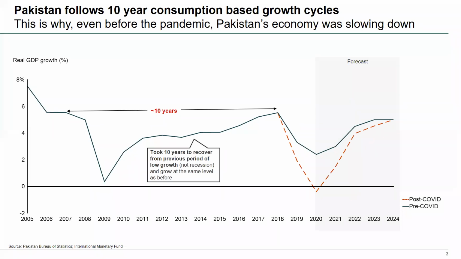If you notice the gray line, what was happening was your 10-year cycle of growth was going to come to an end, and post 2018-19, the growth was going to start slowing down as part of your IMF program as well. COVID just made things worse. Like that's something that we should be looking at.